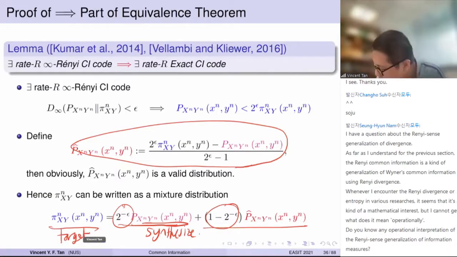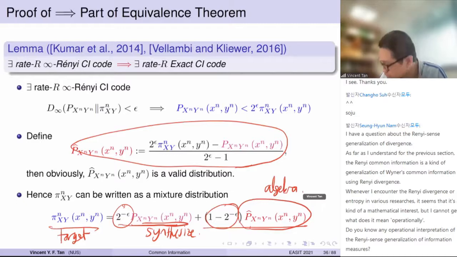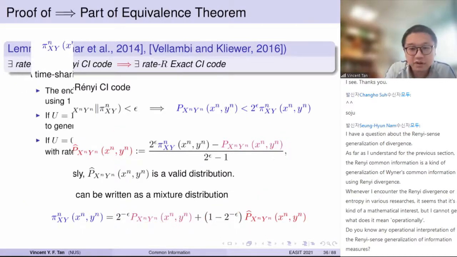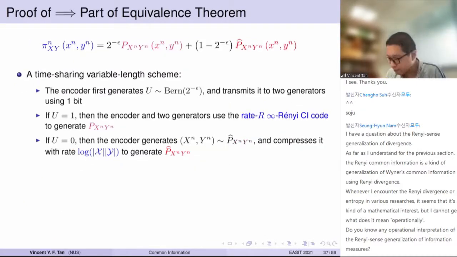And this is basically algebra. All right, algebra distribution. Now, what do we do here? Okay, don't read all the words. Listen to me. You take a coin.